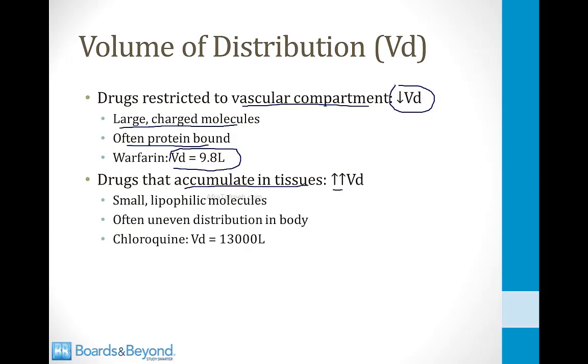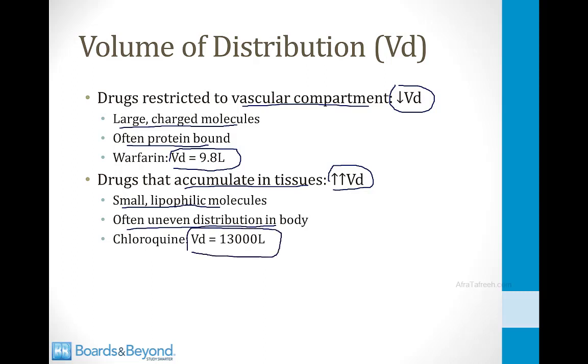On the other end of the spectrum are drugs that accumulate in tissues. These drugs can have enormous volumes of distribution. These are usually small lipophilic molecules that easily leave the bloodstream and go into tissues. They often have an uneven distribution in the body, so they're not distributed equally. And chloroquine is an example of a drug like this. It has a volume of distribution of 13,000 liters.